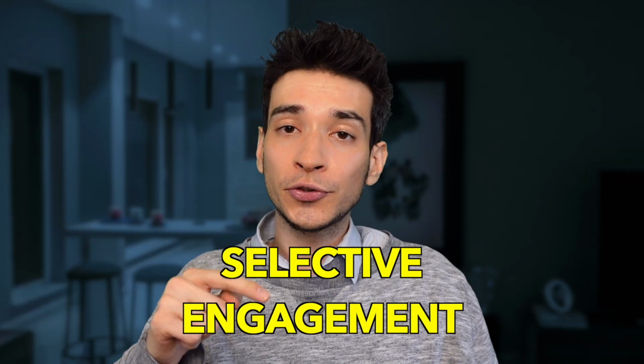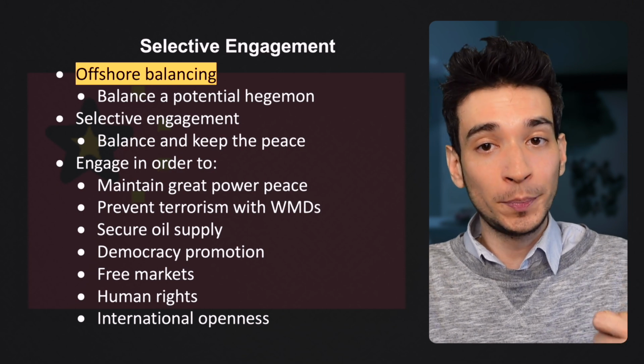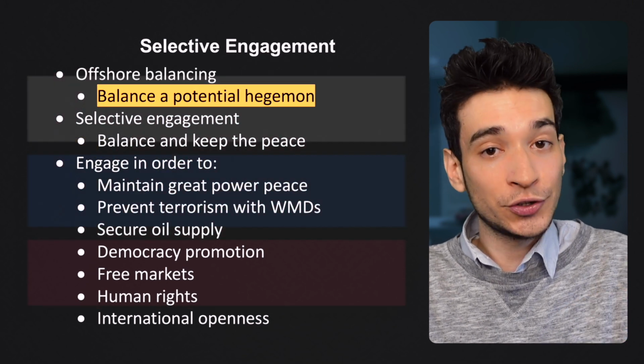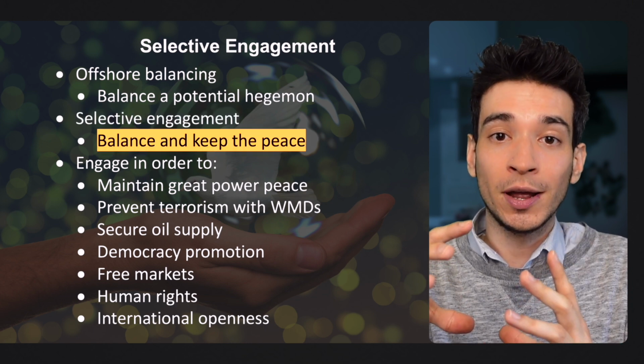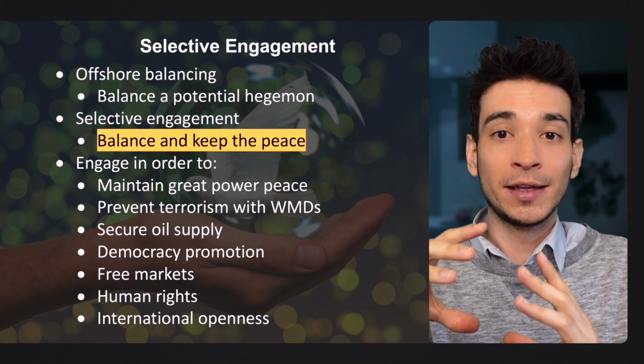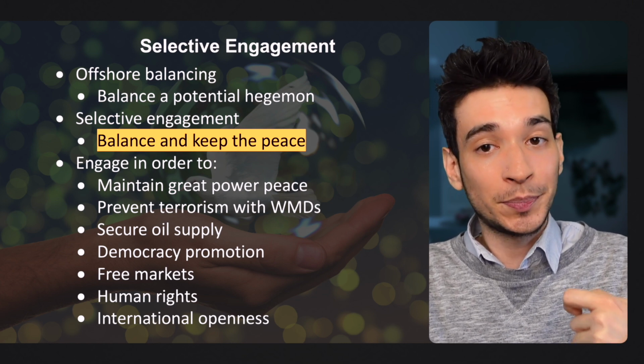The third strategy is selective engagement, which also recognizes the same 3 areas of the world that matter the most strategically. But the difference is that while the job of offshore balancing is to deal with a potential hegemon, the job of selective engagement is to be in the region with the goal of keeping the peace. So this is not only to deal with a potential hegemon, but also to keep the peace in the region.